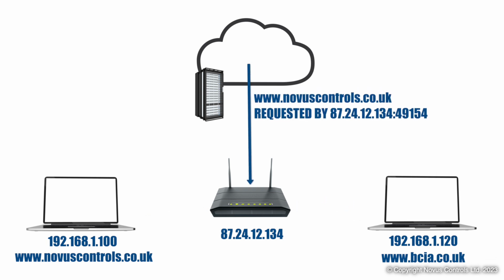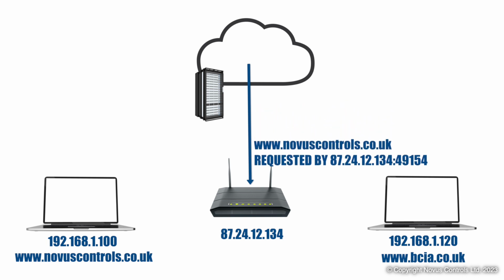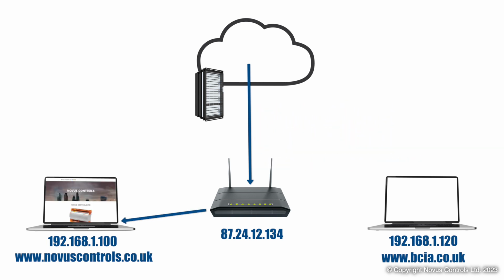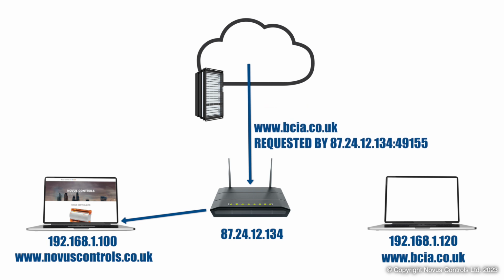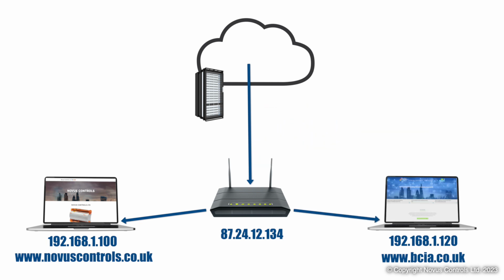When the web pages are returned to the router, the original request IP address and port number are included in the message. The router can then use the requesting port number to route the traffic to the correct private IP address on the LAN. The correct web page is then delivered to each of the client machines.